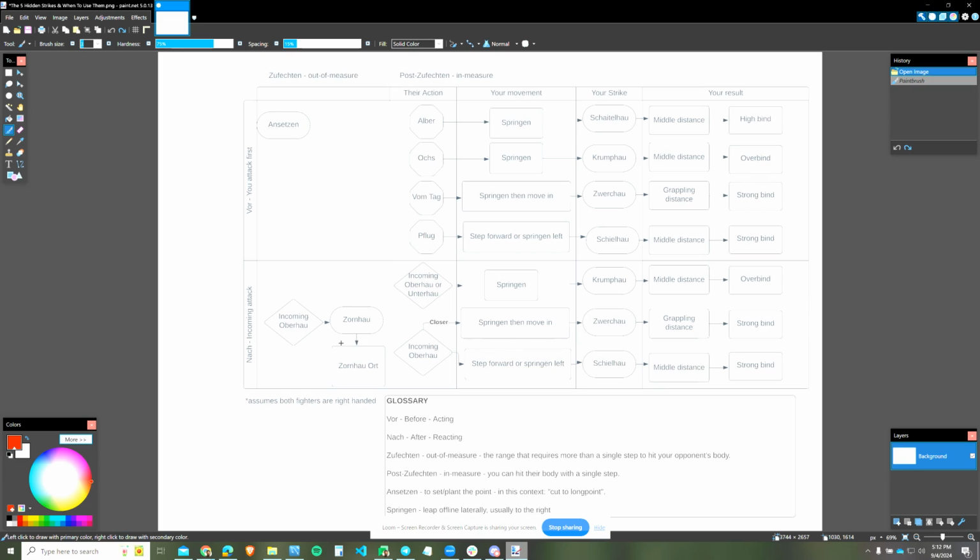Lastly, for the Vor, if they're in Pflug, this can work against long point as well. I'm not including it on there because it's not really one of Liechtenauer's guards in the same way. But same idea: you step forward or you spring in to the left with your Schielhau, and you end up generally in a middle distance. Because you're switching to the short edge, you end up in a strong bind or strong advantage. Okay, so that covers what to do if you're attacking first.